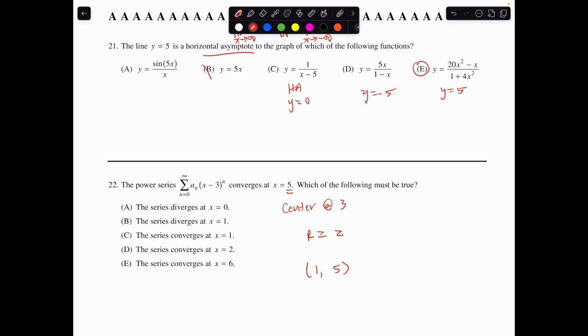All right, so A is not true. B is not true then. So which other one? So C, we don't know if that's true because we don't know what it is on the other side. So not that. So the answer is D, must converge at 2, because 2 is within this interval, and then 6 is outside the interval, so this is wrong.